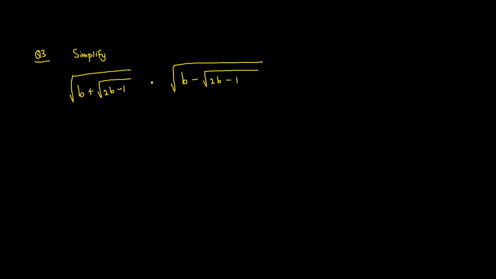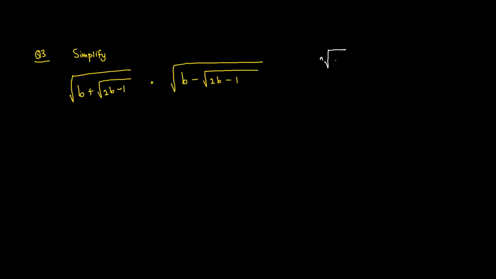This is a very nice question. Again, try to press pause and attempt it yourself. I have the square root of b plus the square root of 2b minus 1 times the square root of b minus the square root of 2b minus 1. Right? So this is really interesting because although this seems very, very complicated, it's just a square root, and whatever is inside, it's been multiplied by another square root with something inside it. So what comes to mind?